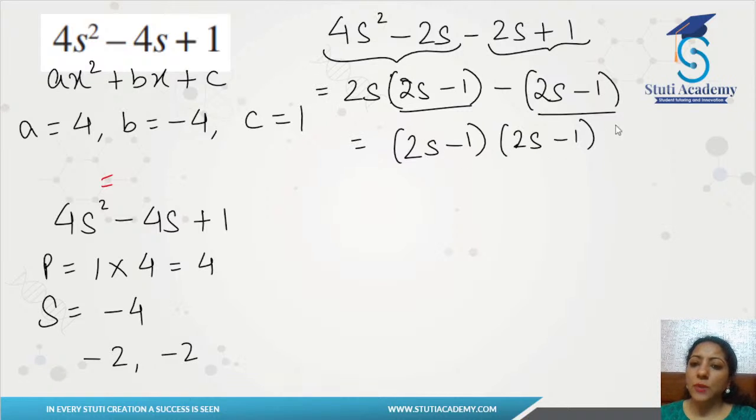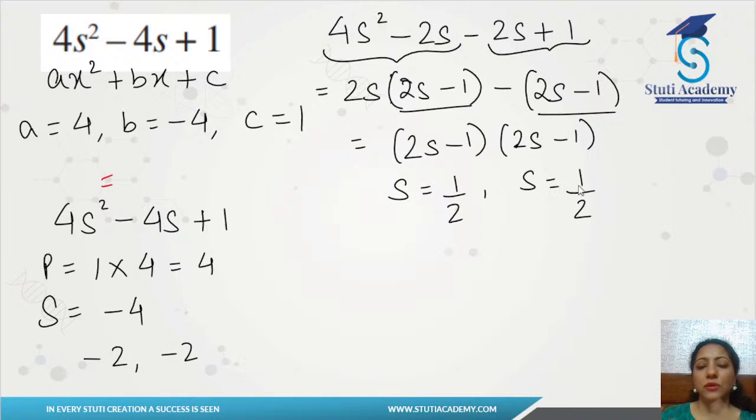Now we have 2s minus 1 and now from here we can say either s is 1 by 2 or s is 1 by 2. Please notice, even if you are getting the same zeros, you are supposed to write them twice. So even if you are getting 1 and 1 again, do write it twice. We are going to consider it as two different zeros. So it's a quadratic polynomial with two zeros, 1 by 2 and 1 by 2.